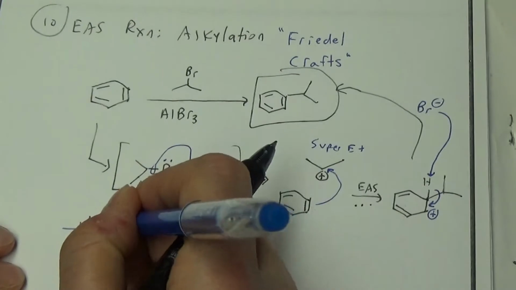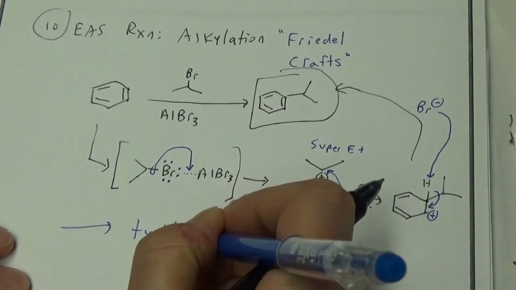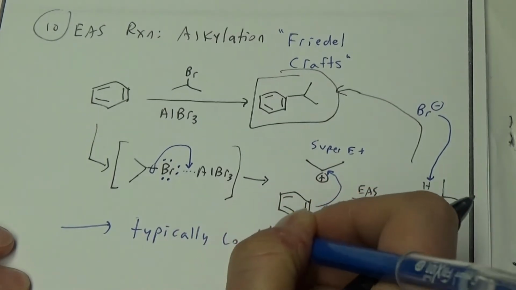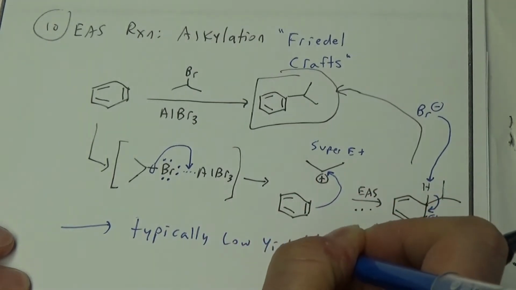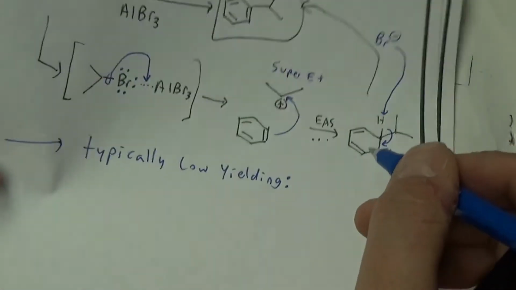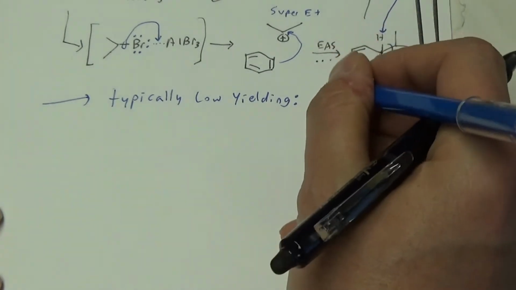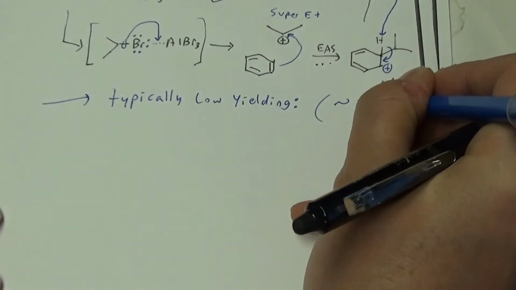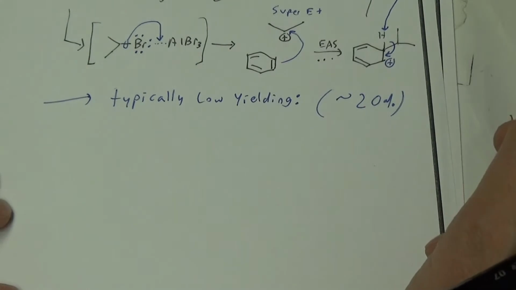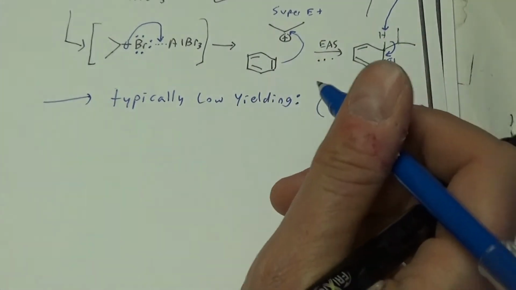A thing about the Friedel-Crafts alkylation is it's typically low yielding, meaning the yield is low. Sometimes you get like a 20% yield. It's not necessarily the best reaction in terms of yield. We'll see a solution to that.